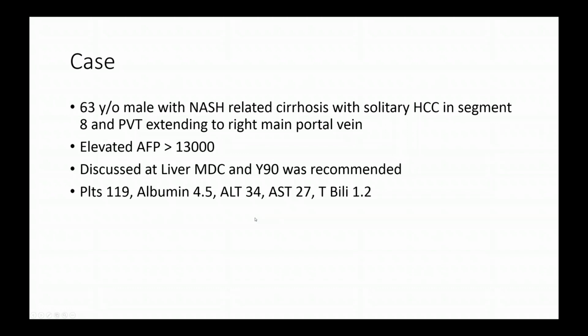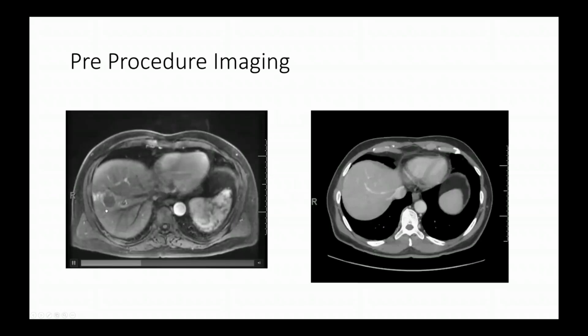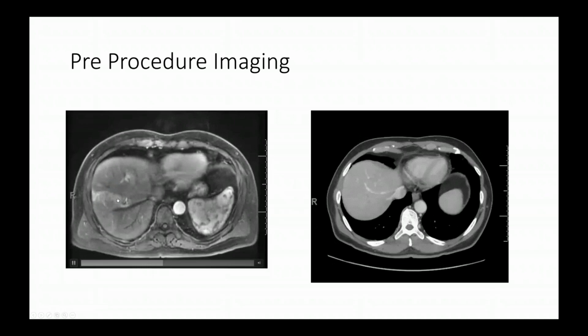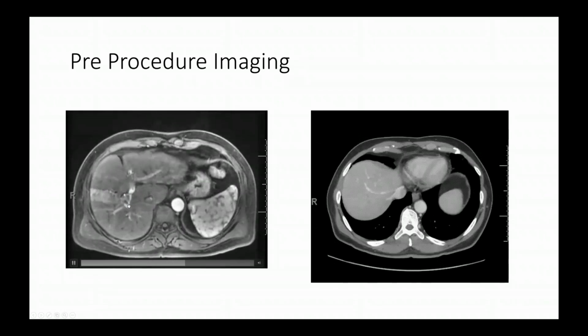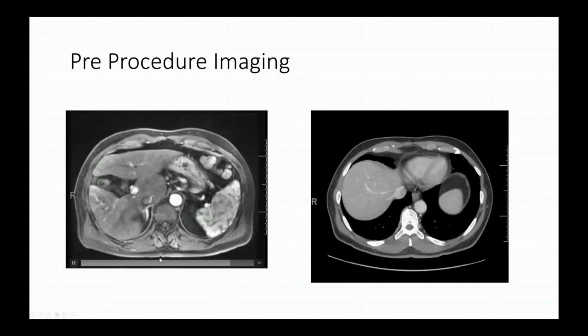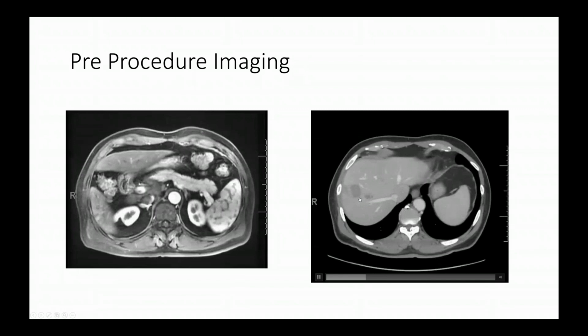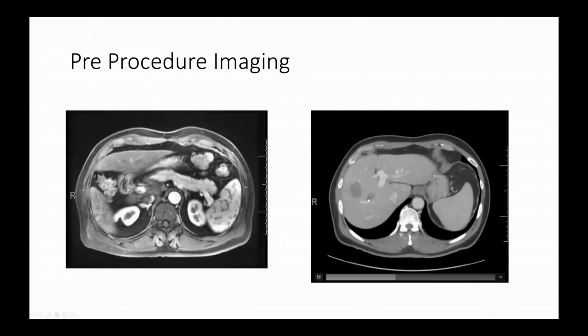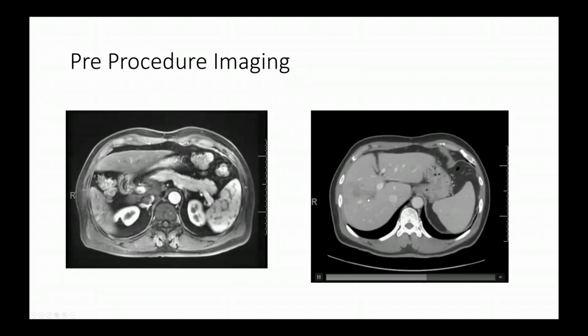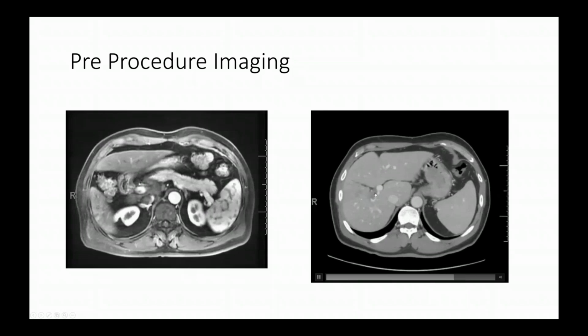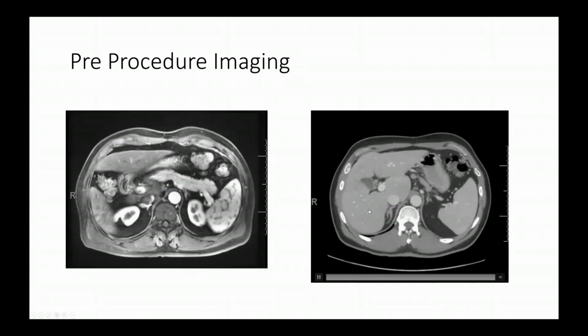This is the MR. You can see he has this right lobe HCC right here, and there's extension of the tumor as we come down into the right portal vein right here. You can see the enhancement. And then this is the CT image of the same patient, and you can see the tumor extending into the right portal vein right here.